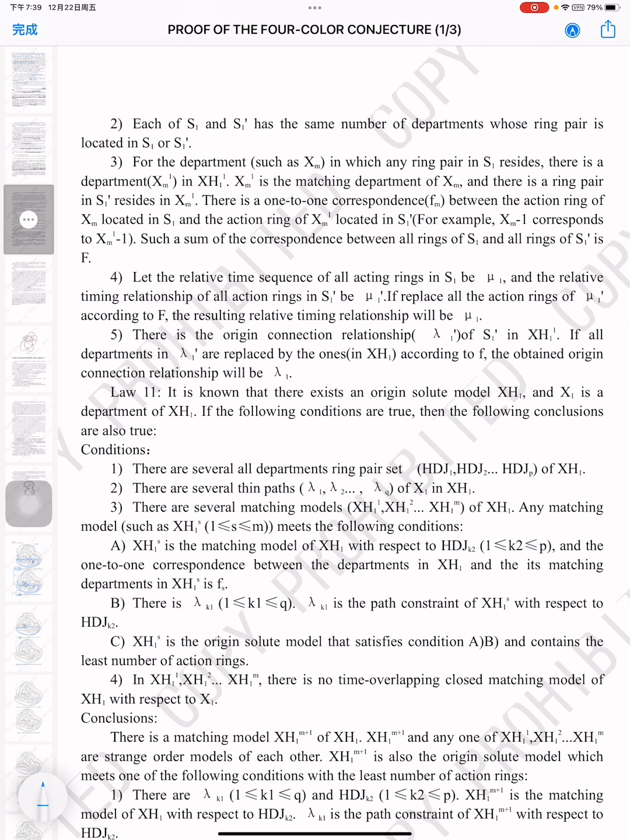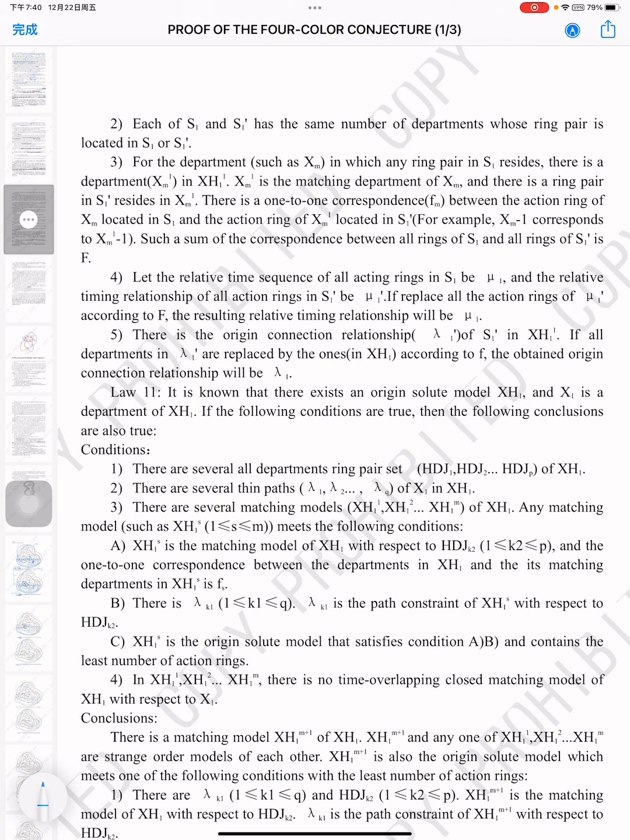2. Each of S1 and S1 apostrophe has the same number of departments whose ring pair is located in S1 or S1 apostrophe. 3. For the department such as Xm, in which any ring pair in S1 resides, there is a department Xm1 in XH11. Xm1 is the matching department of Xm, and there is a ring pair in S1 apostrophe that resides in Xm1. There is a one-to-one correspondence Fm between the action ring of Xm located in S1 and the action ring in Xm1 located in S1 apostrophe. For example, Xm-1 corresponds to Xm1-1. The sum of correspondence between all rings of S1 and all rings of S1 apostrophe is capital F.